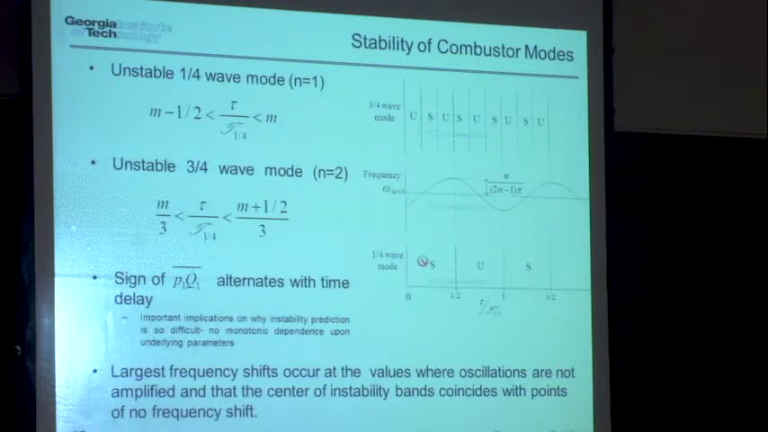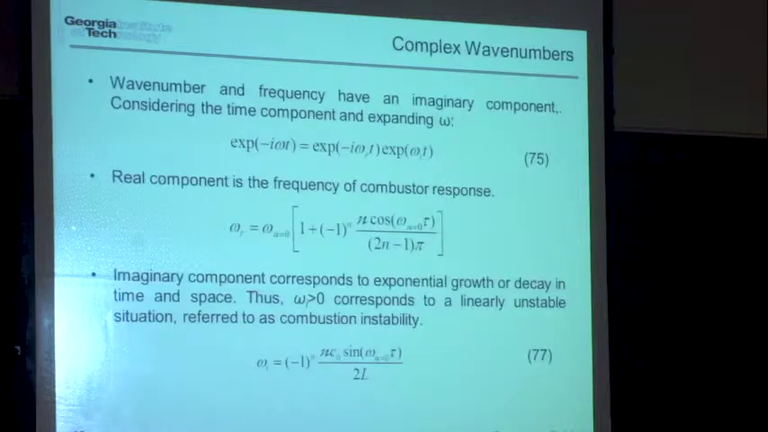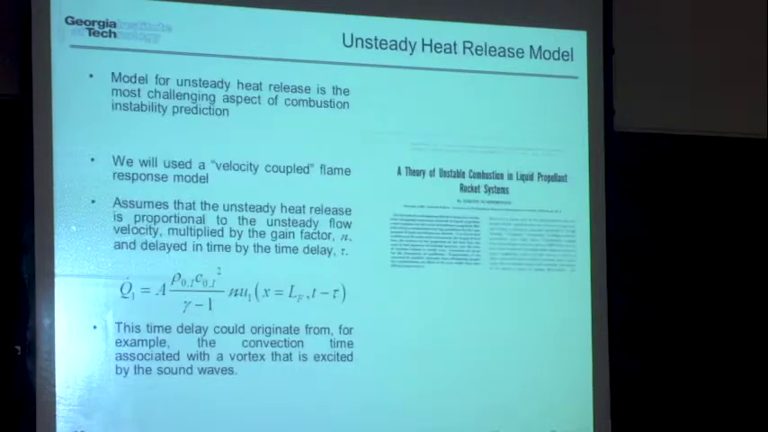So here, S denotes stable, U denotes unstable. In other words, if tau divided by the period lies between 0 and 0.5, it turns out that this unsteady flame response model that we used will cause this combustion system to be stable. What does that mean? It means if there's any disturbance in the system, the flame is actually going to generate a disturbance that further damps it out. It's going to always want to be driving oscillations to zero.